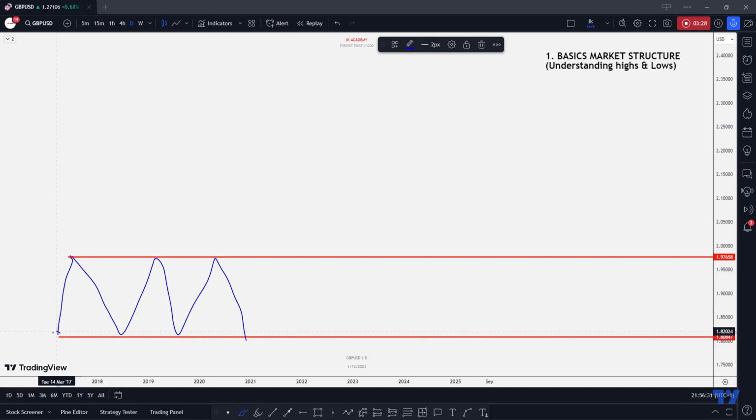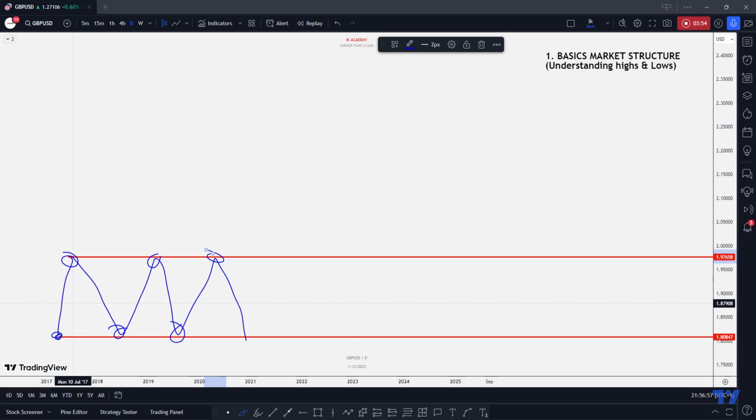Now we can clearly see that this is a low point. Price started from this low, created this high, created this low, created this high, created this low, created this high. Now in trading, there's what we call this particular kind of market structure: a ranging market or a consolidating market, when price is just moving in between a particular range.